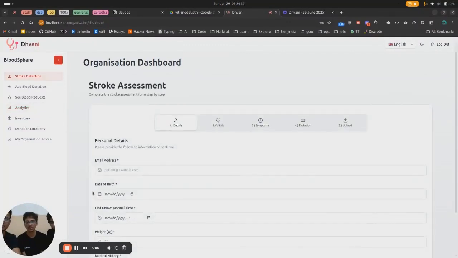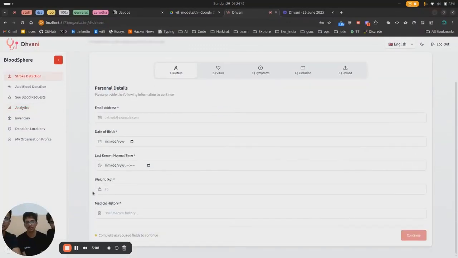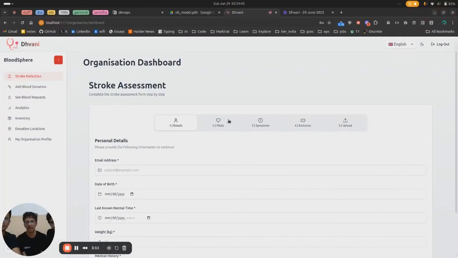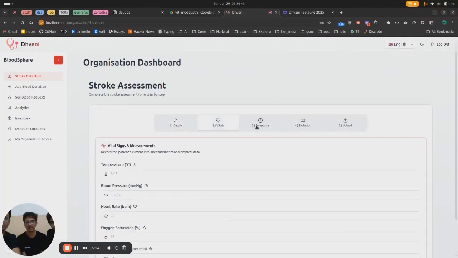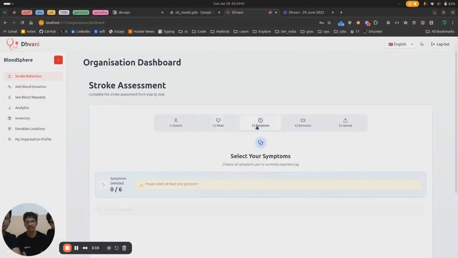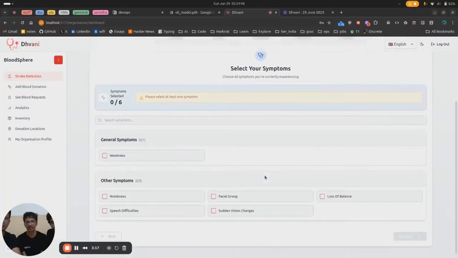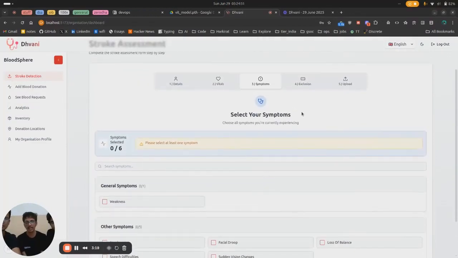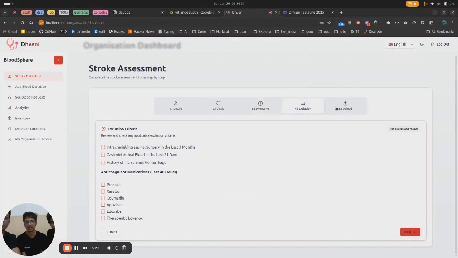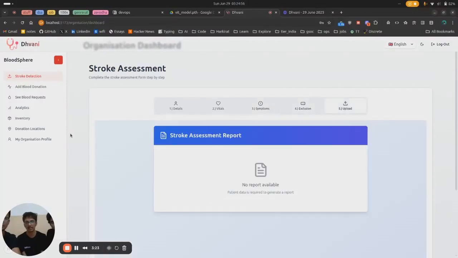Second would be the stroke detection, where basically it's a process to streamline the flow of stroke detection, where a person can give their necessary details, such as the vitals and symptoms in the last 24 hours, so as to check whether the patient needs thrombectomy or thrombolysis.